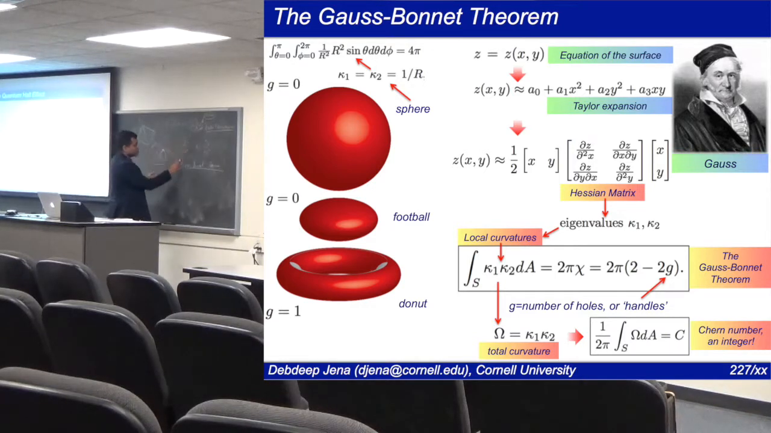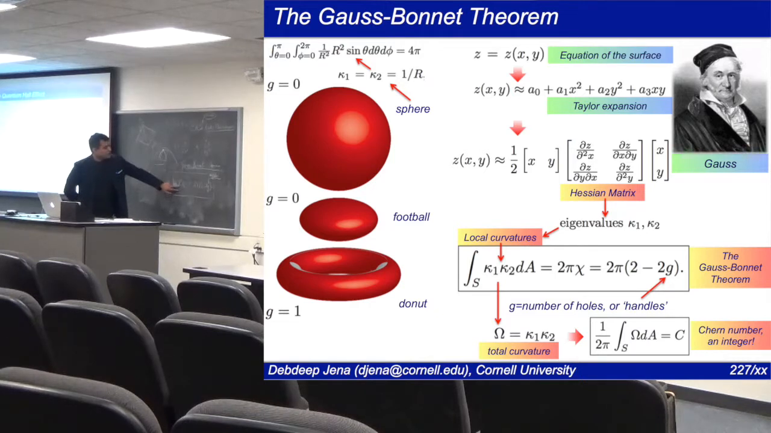And if you take the product of the two, kappa 1 and kappa 2, and you integrate it over a whole closed surface, let's say dx dy, then what you're going to get is 2 pi times 2 minus g, where g is the number of holes in the surface. Sometimes it's called the number of handles. On a sphere, it's the same thing, really, the number of holes. That's the Gauss-Bonnet theorem. And we'll see it plays an interesting role in the Berry phase picture as well.